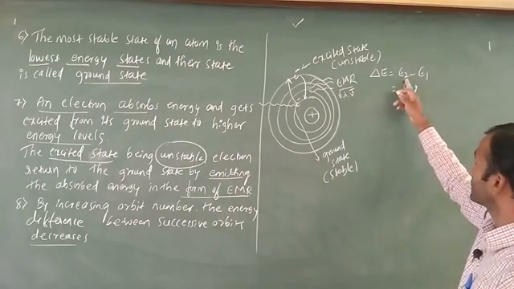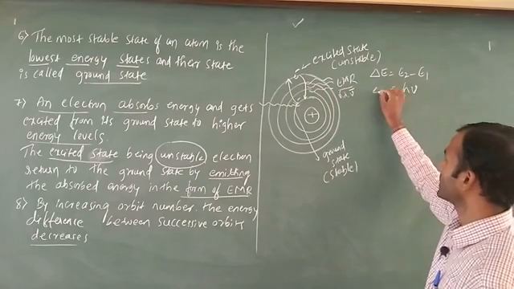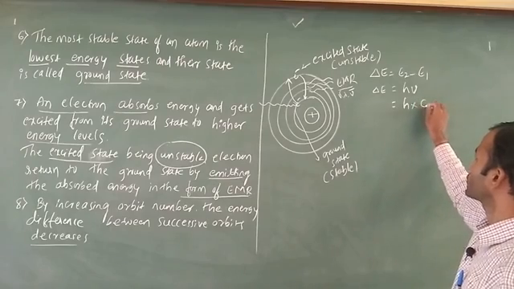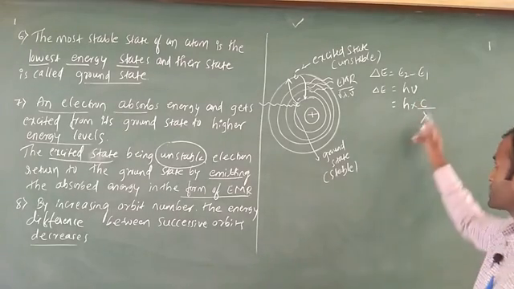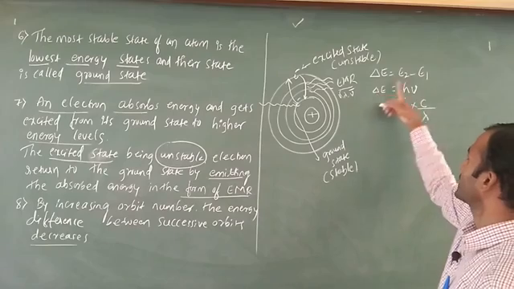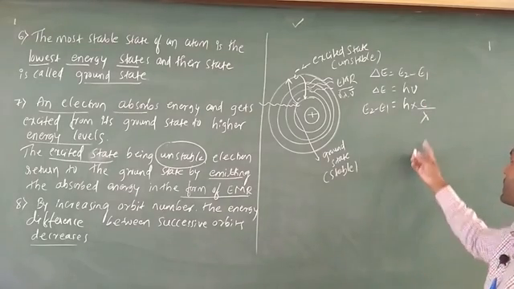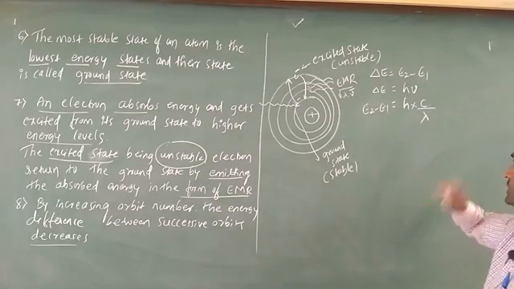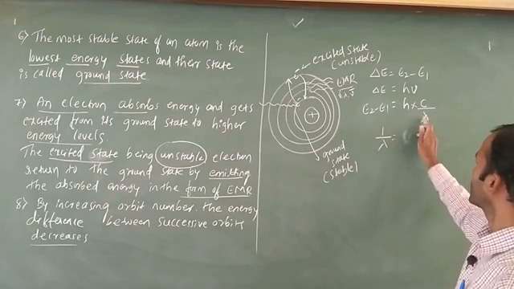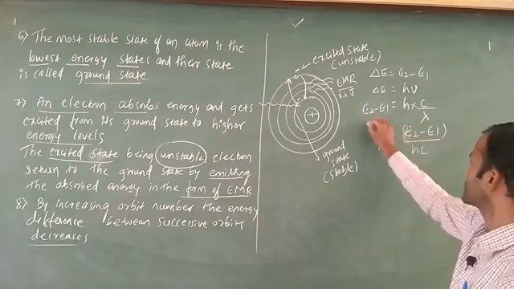Between this one and this one, we calculate the frequency, which indicates delta E. Delta E is equal to h into nu. As it is, I take nu equal to c by lambda, where c is the velocity of light and lambda is the wavelength. What is the meaning of delta E? It is E2 minus E1. In this case I need the wavelength, so I take it like this: lambda equals h into c divided by E2 minus E1. This is the final formula.